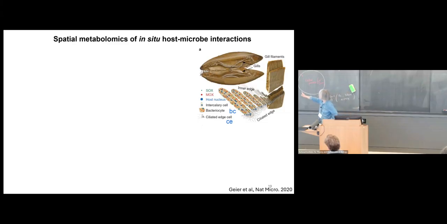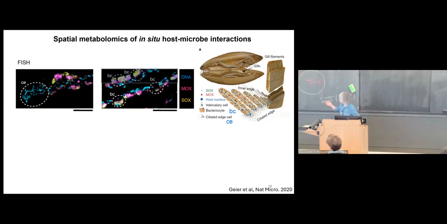So now this is the results section, right? These are the two important cell types: ciliated edge cells, which don't have symbionts, and the bacteriocytes, which have symbionts. What they did is actually really beautiful, right? You look at the DNA stain that stains everything, and you can clearly see the edge cells, the CE, don't have any symbionts, right? But the BC has a mixture of the two types.